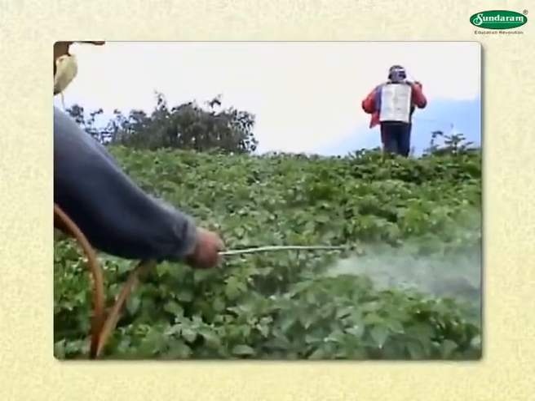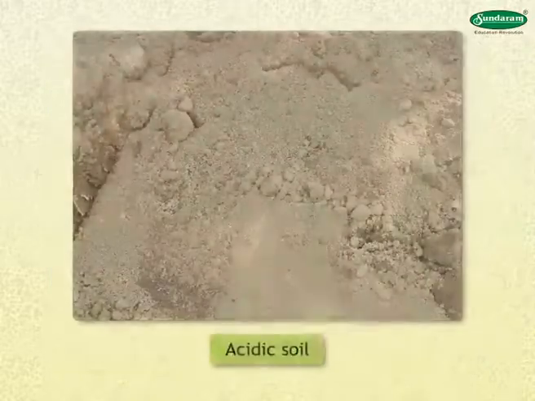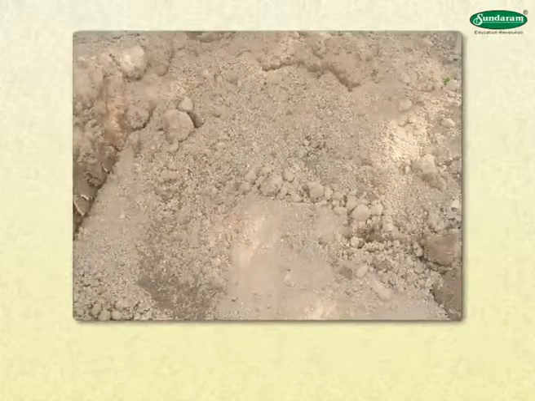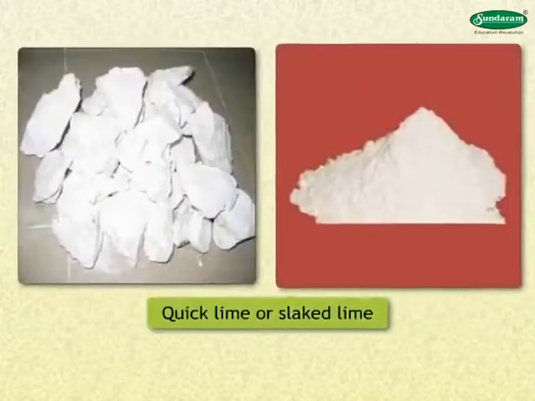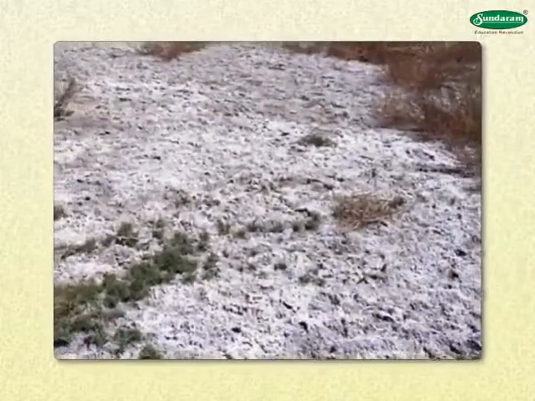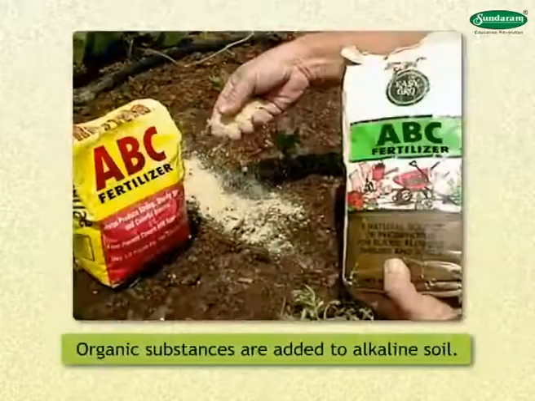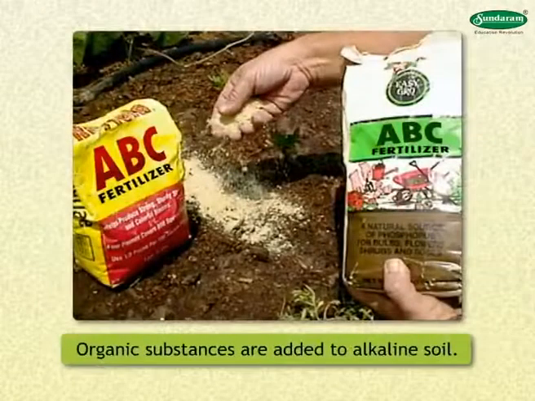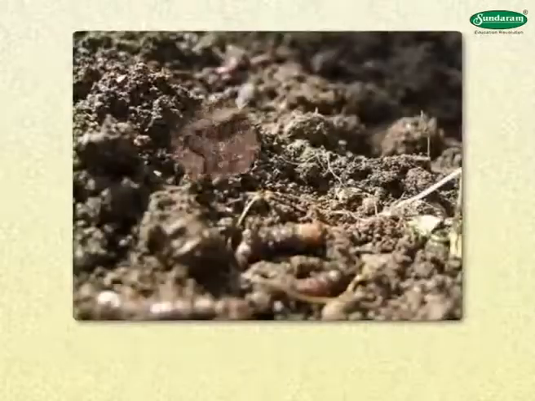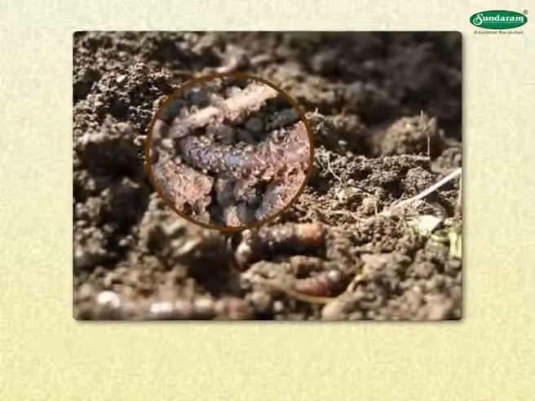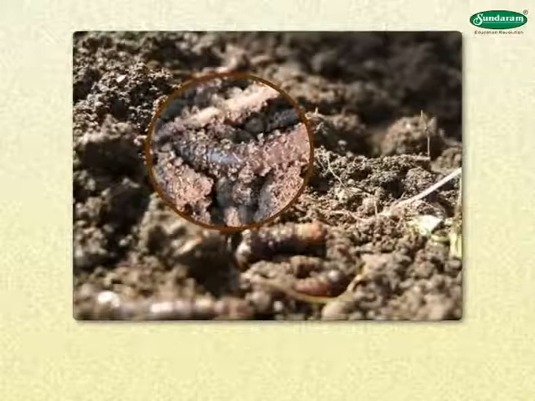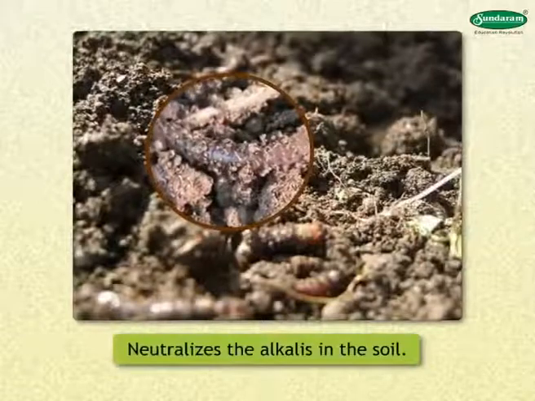Overuse of chemical fertilizers makes the soil acidic. At such times, quicklime or slaked lime is added to the soil. If, however, the soil has become alkaline, organic substances are added to the soil. Some acids are formed due to these organic substances and they neutralize the alkalis in the soil.